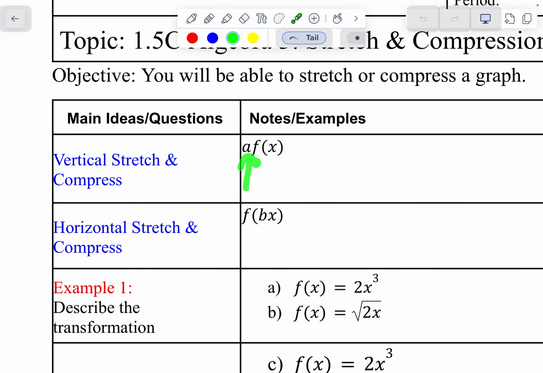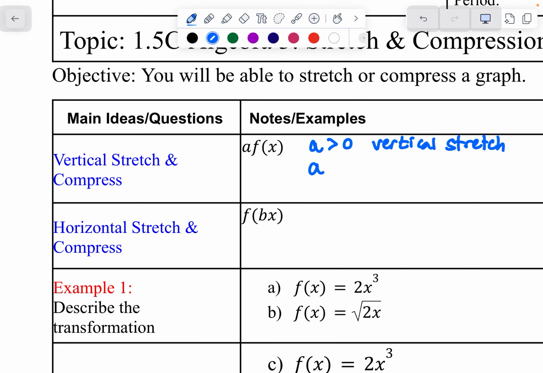If there is something multiplied on the outside of the function, it will change how far away the function is from the x-axis, the stretch of it up and down. So if a is greater than 0, it's going to stretch away from the x-axis. We call that a vertical stretch.